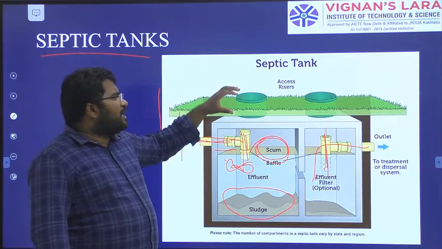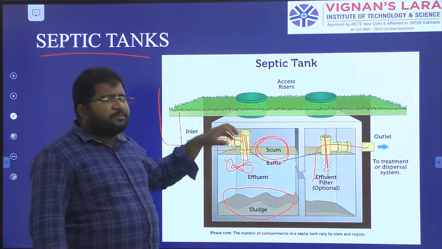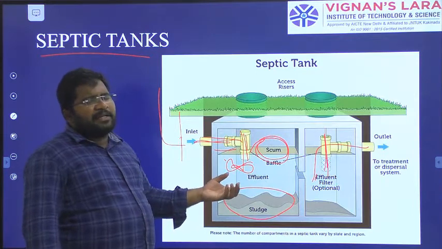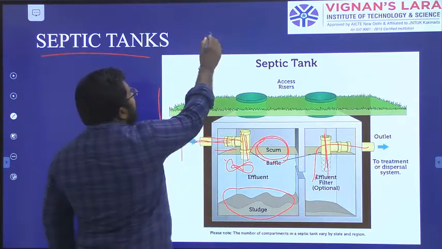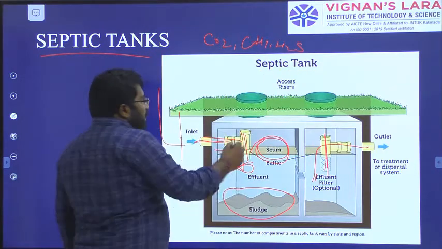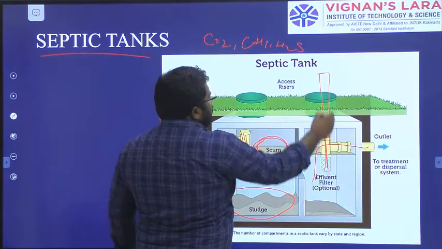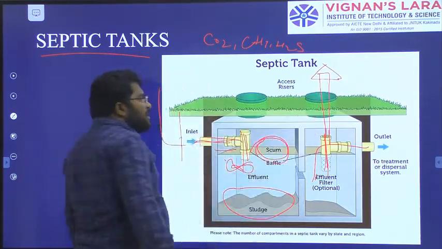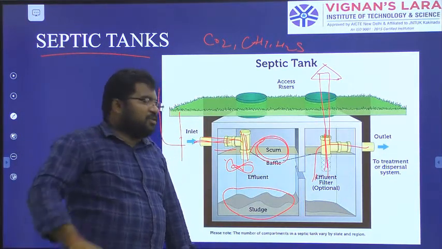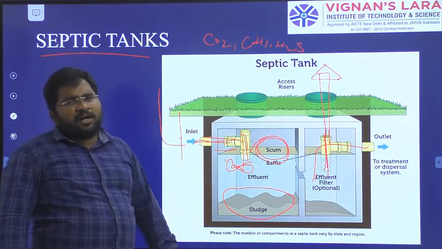Here there won't be any oxygen, because it is underground, so oxygen may not be available. That's why anaerobic bacteria will flourish here. Due to anaerobic bacteria, we get gases like CO2, methane and H2S. These gases will accumulate here, so for their removal we provide a gas vent. Even in our homes you can see a vent pipe coming from the septic tank to the top of the building.